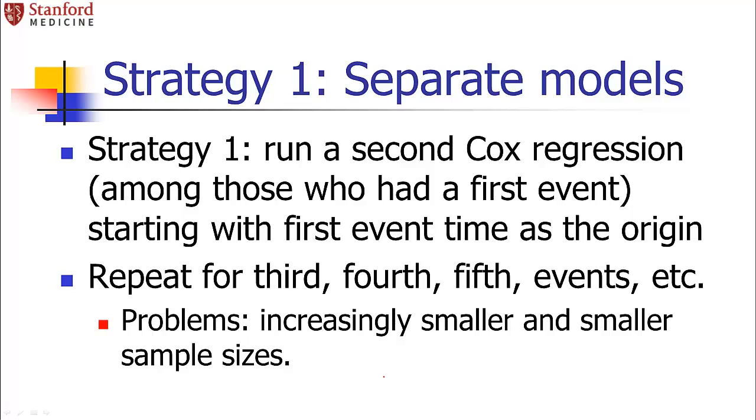Of course, the problem here is that you're going to get increasingly smaller and smaller sample sizes. After you run the first model, your risk set is then only people who had a first event. And that might be only a small number of people.